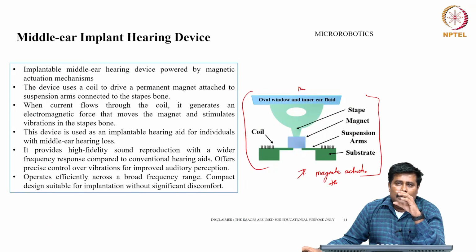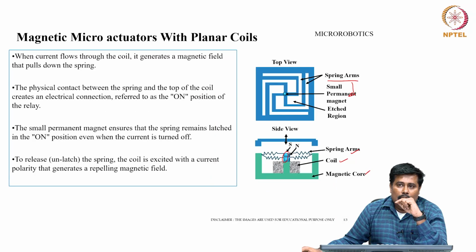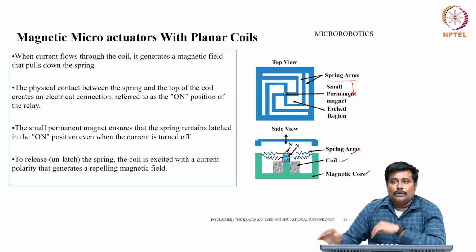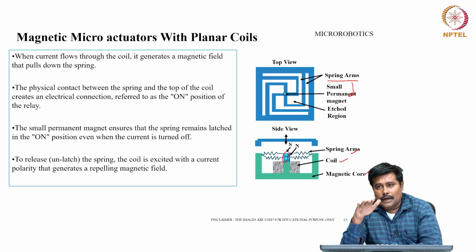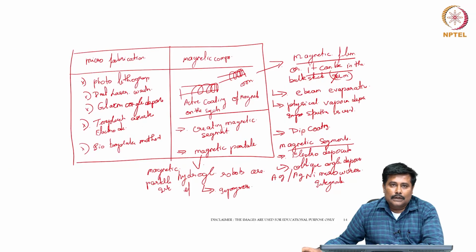We have taken a small case study of a middle ear implant hearing device. Using this device, we can see how the structures are implanted and how the actuation is taken care of, along with the oval window and the inner ear. And then we also have a magnetic micro actuator with a planar coil, where there are spring arms which take care of the movement of the structure.